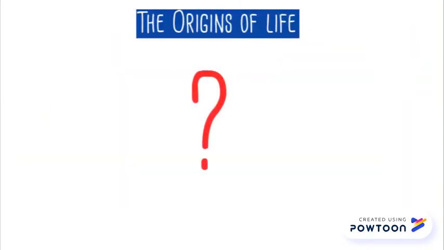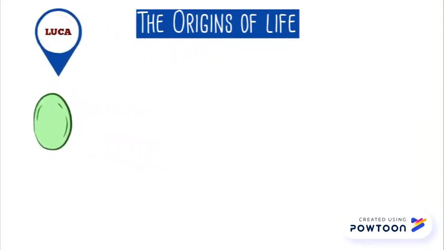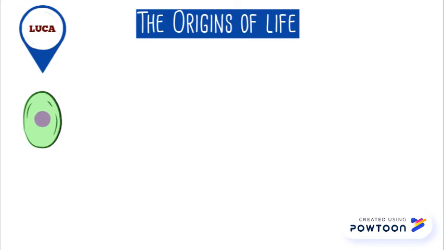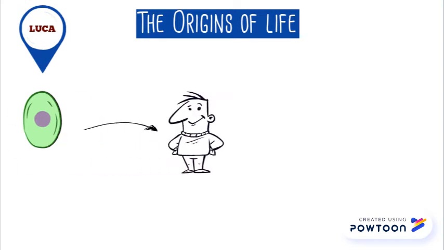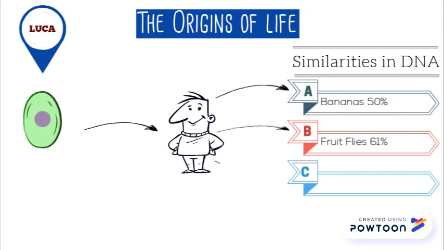The origins are unknown today. What we do know is that LUCA is our common ancestor, which evolved into a eukaryotic cell, which later evolved into us. But we share some DNA: 50% with bananas, 61% with fruit flies, and 99.99% with orangutans.